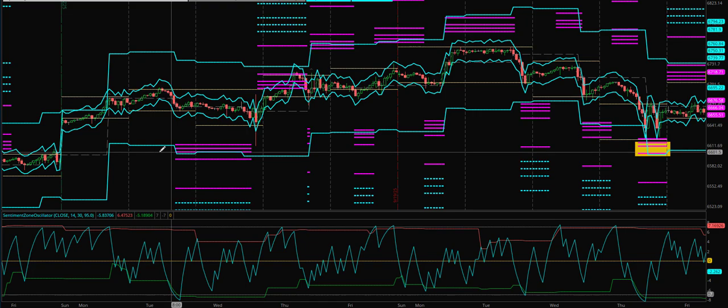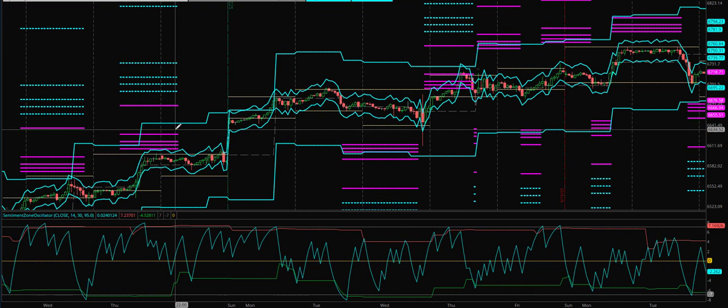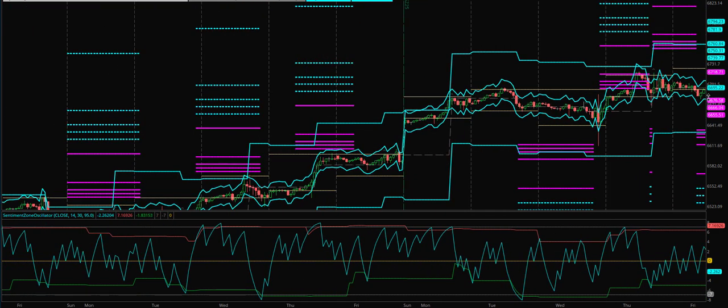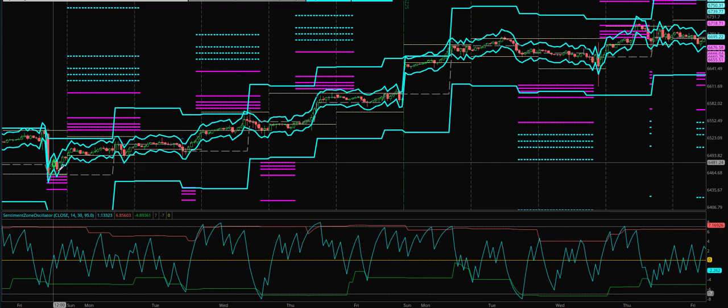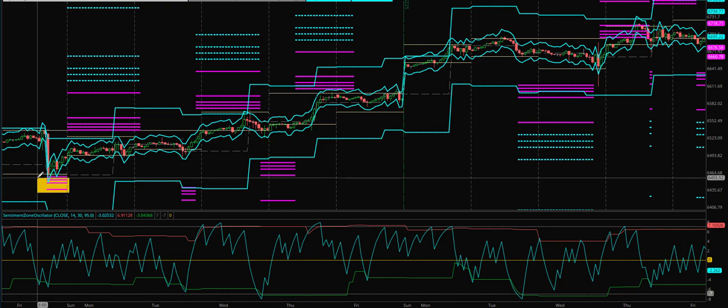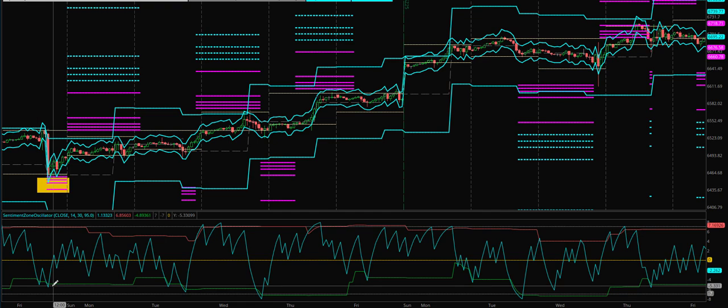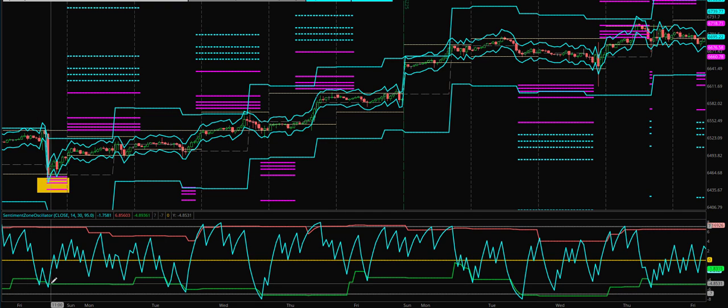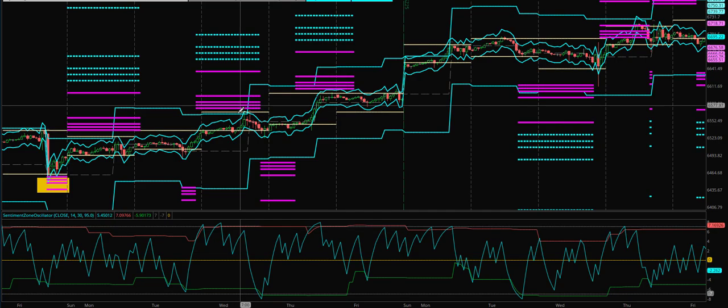This is what we're after. Spiky moves into the levels, fast and furious. When there's right here, one good one. See that? Spiky moves, big moves, where they're gonna stop right here. That's what we're after. Here is a clear divergence trade getting into it.